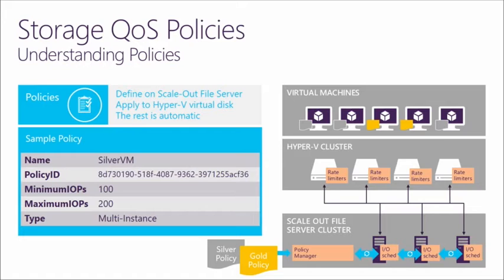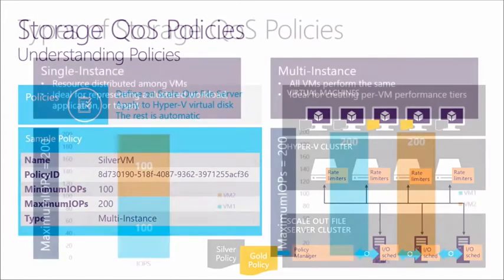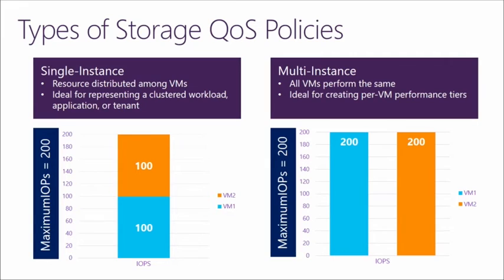This policy is of type multi-instance. If we look through a graphic of what that means, a multi-instance policy is saying your maximum IOPS in this case is 200. It's a multi-instance policy, so all VMs that have this policy will get 200 IOPS. This tricked me up when I first started looking at this. It's almost counterintuitive. Single instance means the opposite of what you might think. With multi-instance, you would think it's a shared policy across multiple VMs. It's actually not. Multi-instance means the policy is replicated for every single VM. Single instance, you would think, is for a single VM. No, single instance means this one policy is shared by multiple VMs. So it's almost the opposite.